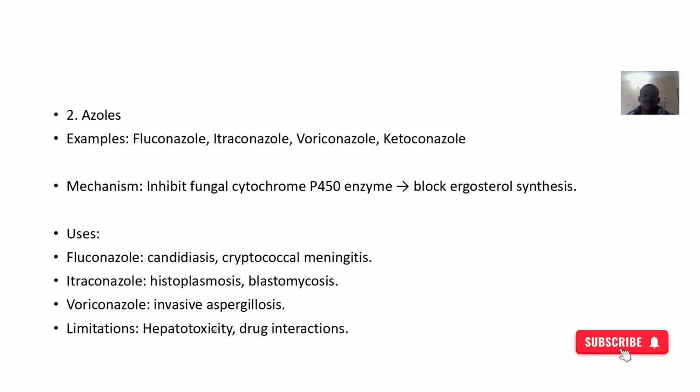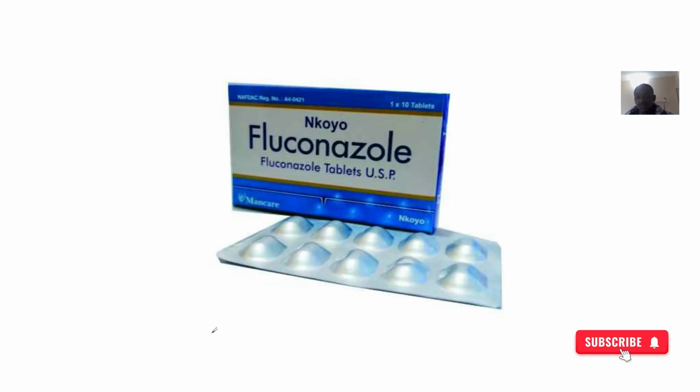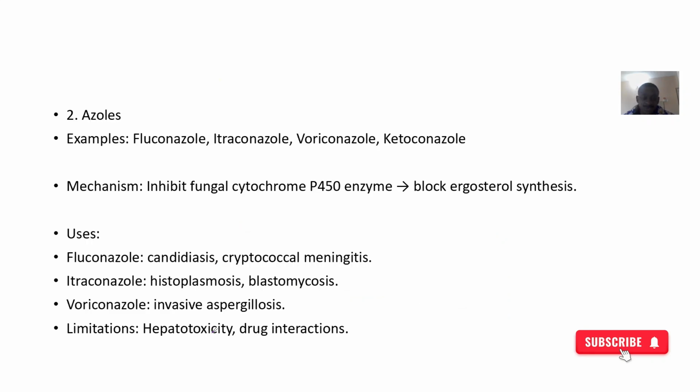Then for the next category, we have drugs like the azoles. All of them end with the word zole: Fluconazole, Itraconazole, Voriconazole, Ketoconazole. Do you understand? So this is a picture of fluconazole right here before us. And how do these drugs work? They work by inhibiting the fungal cytochrome P450 enzyme. Of course, this will now block ergosterol synthesis. Ergosterol is a component of their outer membranes. So if their outer membrane is not able to be formed properly, you have a weak fungus.